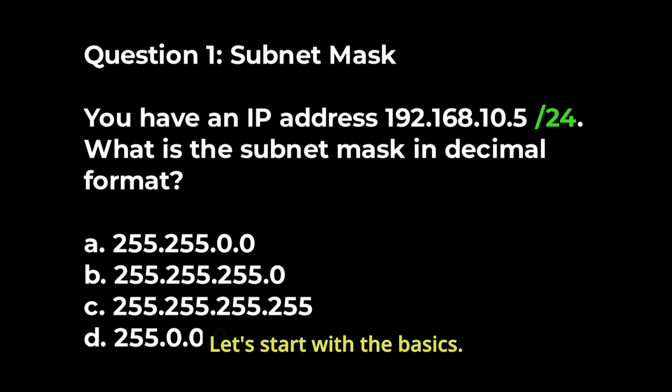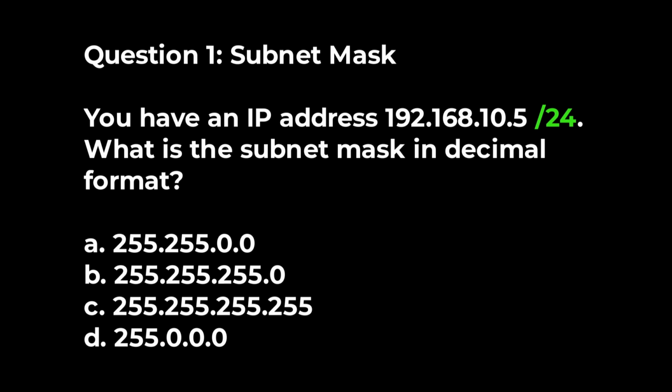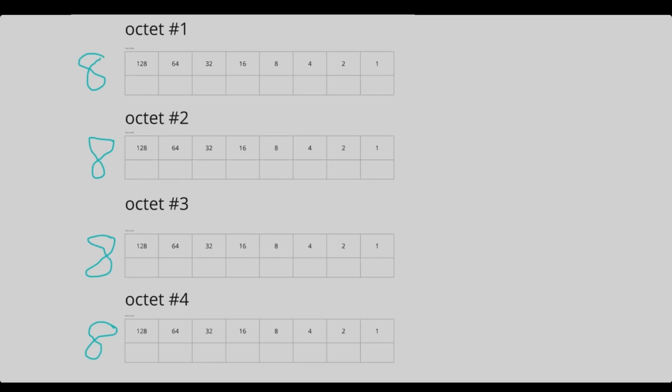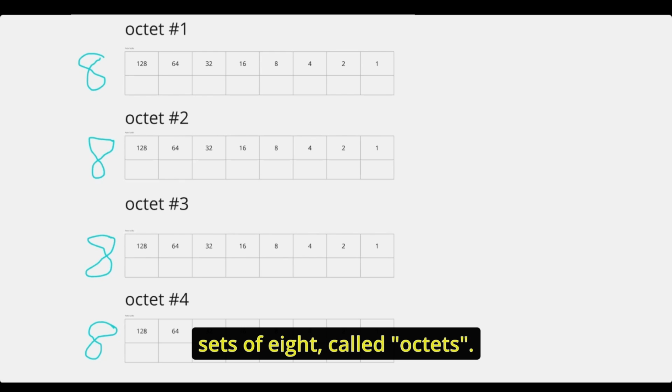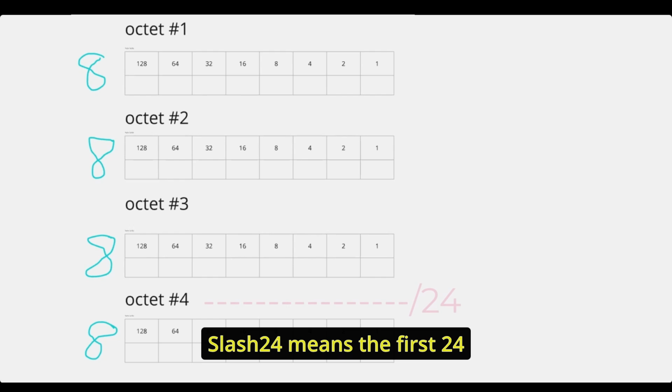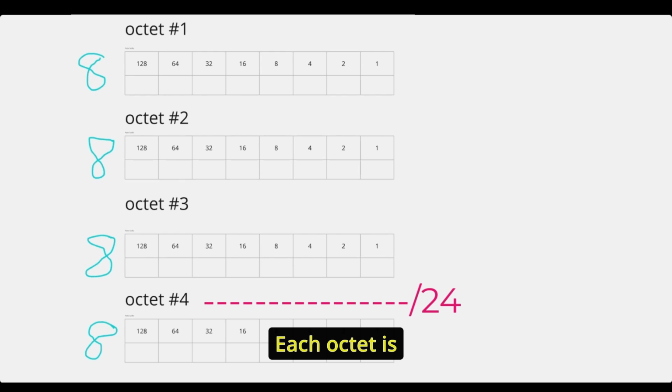Let's start with the basics. The /24 is a special notation called CIDR notation, and it tells us about the subnet mask. An IP address is 32 bits long, which are usually grouped into 4 sets of 8, called octets. /24 means the first 24 bits are for the network part. Each octet is converted separately.